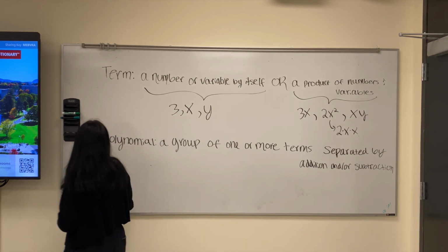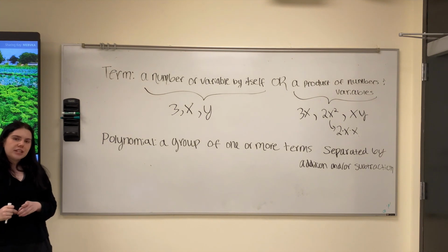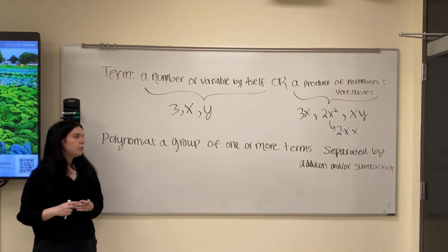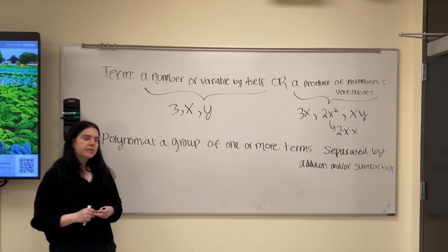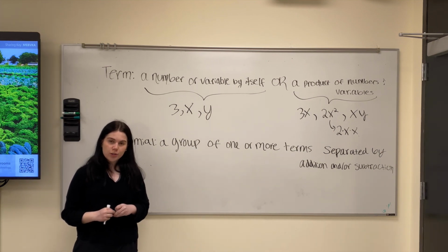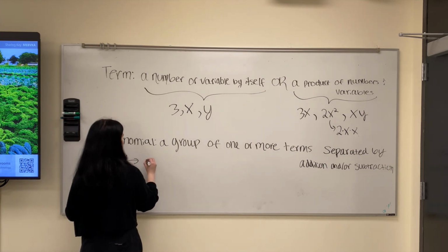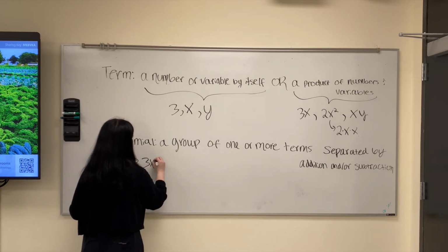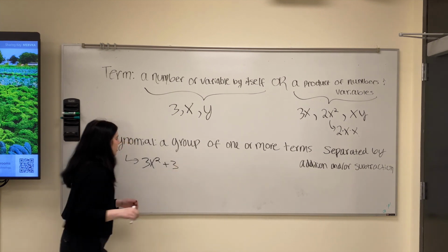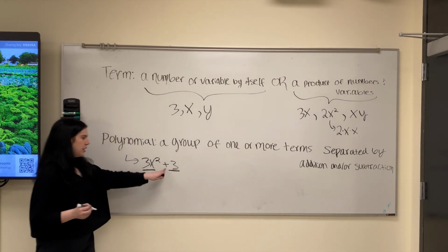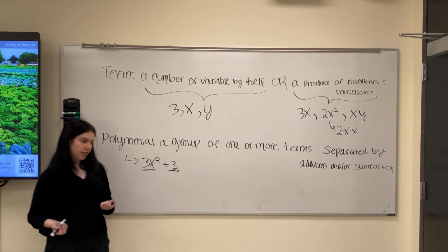Another definition we're going to be talking about today is the definition of a polynomial. So a polynomial is a group of 1 or more terms separated by addition and or subtraction. So some examples of polynomials are, we could do 3x squared plus 3. So we have 2 terms that are separated by addition, so this is a polynomial.